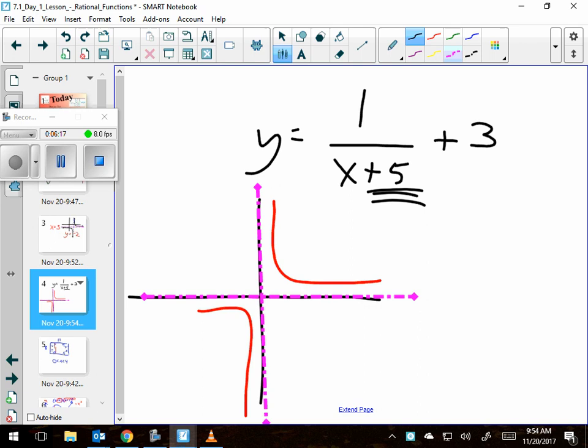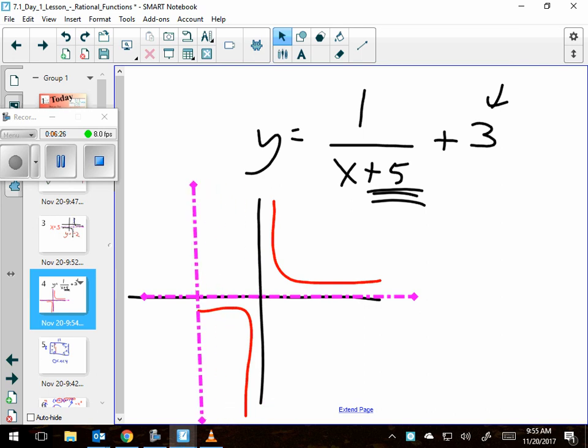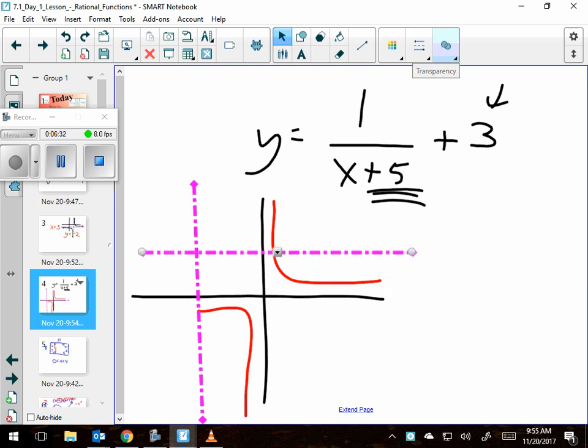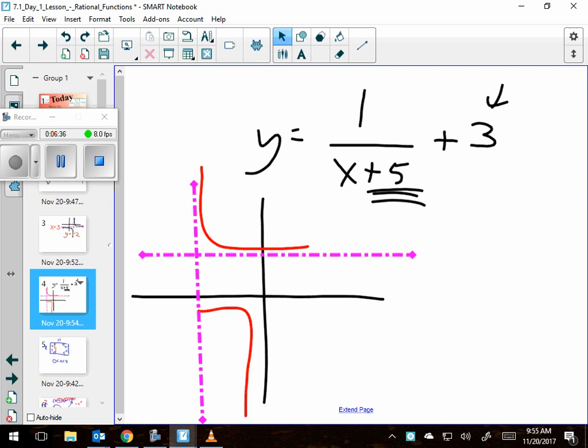What does this mean? Left 5. And what does this mean? Up 3. If I move this thing left 5 and up 3, not that, move the asymptote. Now, I can put my graph in there to match it, and there we go.